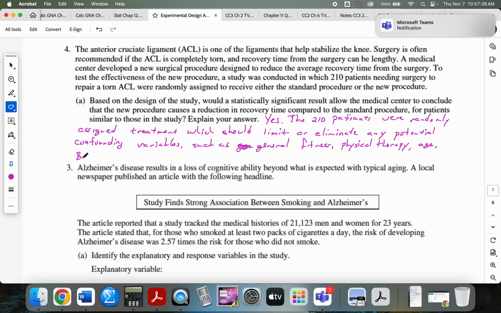Yeah, but I'm going to include BMI. What is that? Body mass index. Oh. It's a way of telling how fat you are.